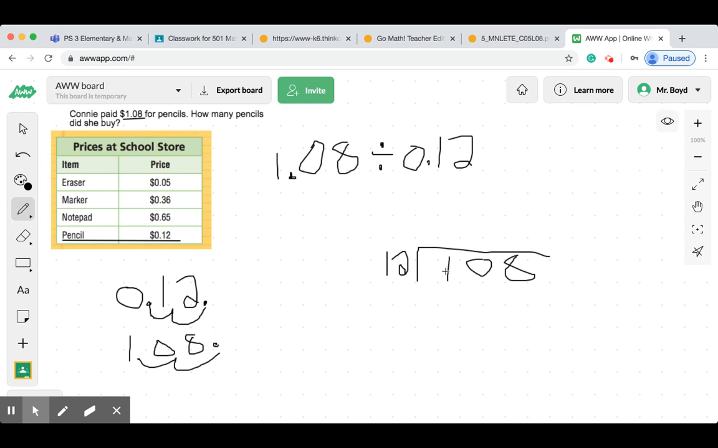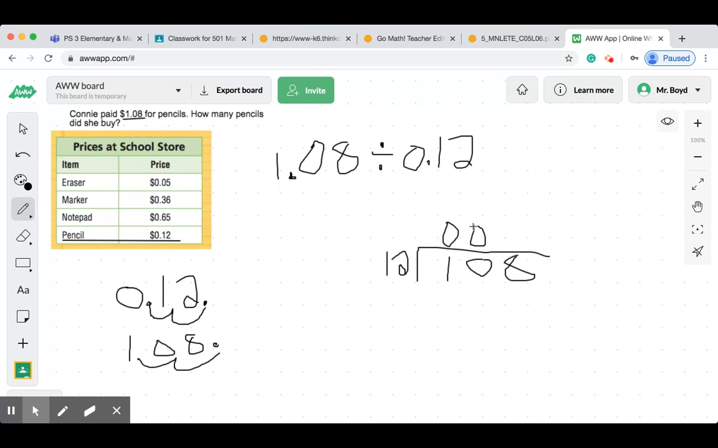Now it just becomes a division problem. I'll first look at 1. Can I break 1 into 12 groups? I cannot. Then I'll look at 10. Can I break 10 into 12 groups? I cannot. So I can even fill in zeros as little placeholders here. So I'll put a 0, 0. Now I look at 108.